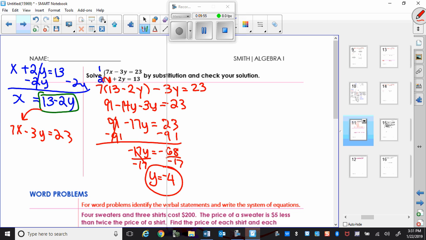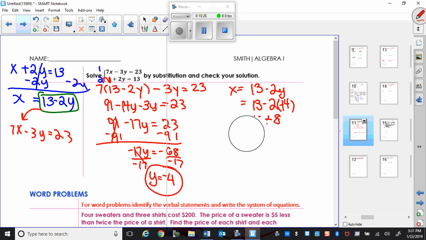So I know that x equals 13 minus 2y's, right? This equals 13 minus 2 times 4, or equals 13 minus 8. And I just want to make sure that that's a positive 4, and it's not a negative 4. So you see, I checked my answer a little bit because I saw a mistake there. So 13 minus 8 equals 5.